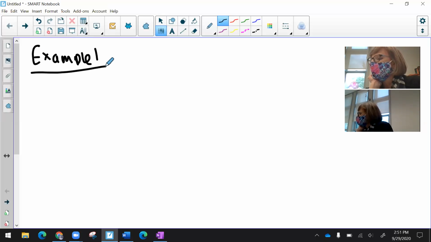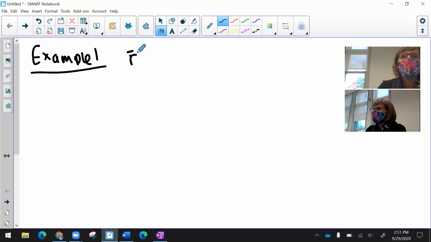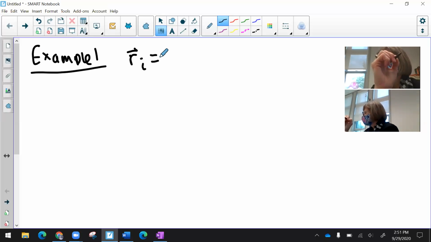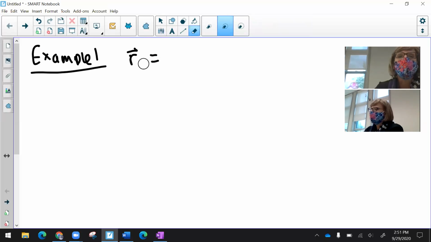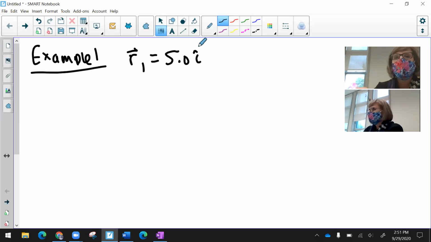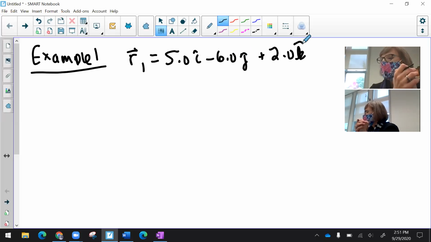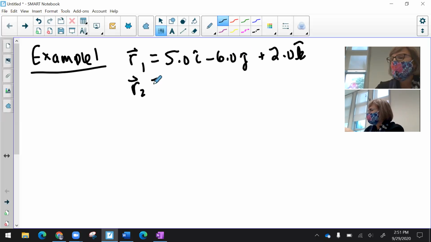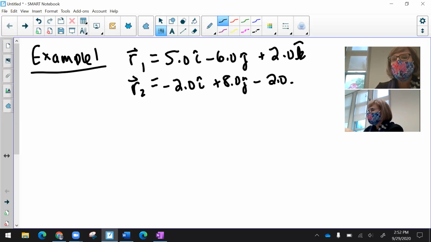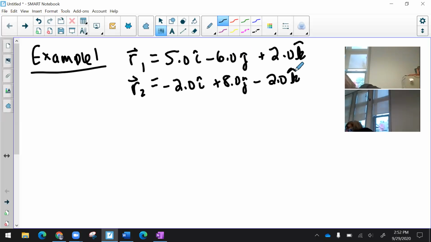It said an ion's position is initially, so I'm gonna call that Ri or R1. I think I call it R1 in my own notes. It is initially 5.0 I minus 6.0 J plus 2.0 K. And 10 seconds later, it is at what I'm going to call R2, which is negative 2.0 I plus 8.0 J minus 2.0 K. And all of those numbers are in meters.